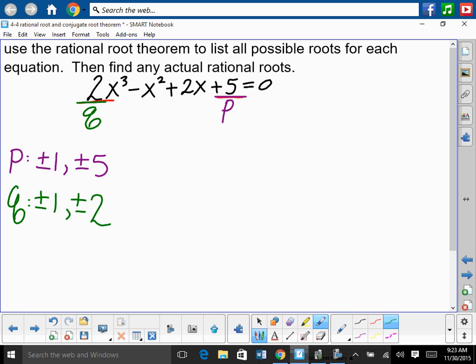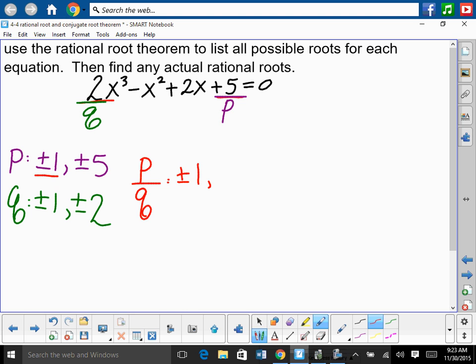All right, so now we're going to list out all possible p divided by q's. You've got to take your p's and divide them by your q's. Take my suggestion: always start with one of the p's, divide it by all of your q's, then you can move on. Let's start with 1. 1 divided by 1 is just 1, right, everybody? So plus and minus 1. We just took care of those two.